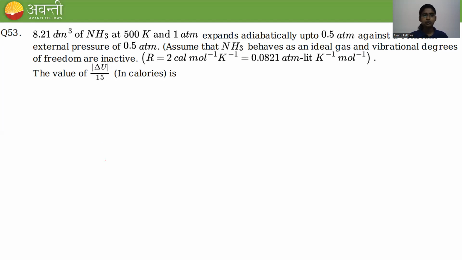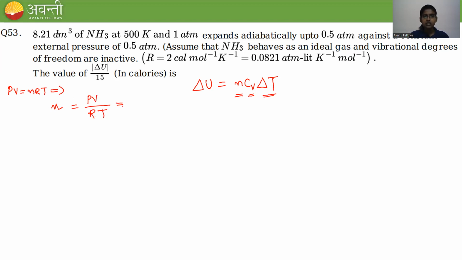So what are we supposed to do? We are supposed to find out the delta U. So what is the formula to calculate the delta U? Delta U is nCv delta T. So here we need to find out the number of moles, the Cv value and the change in temperature. To find the number of moles, from the PV is equal to nRT relation, n is equal to PV by RT.